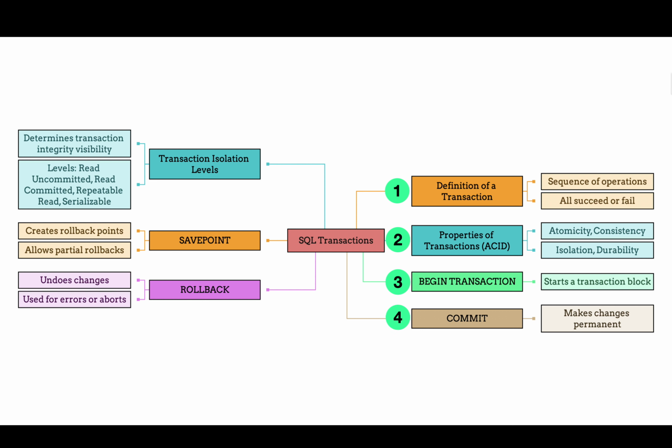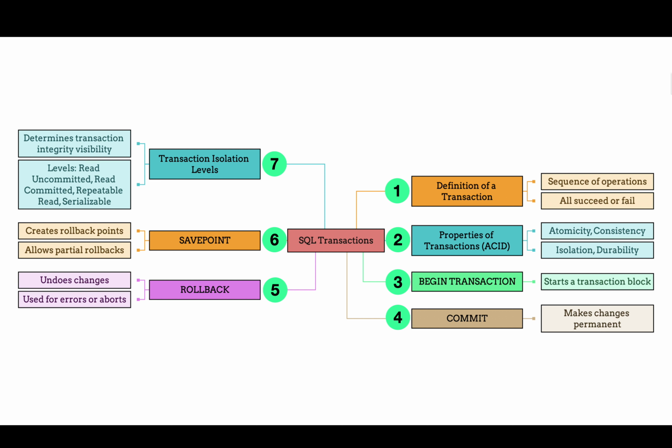4. Commit, commits the current transaction, making all changes made during the transaction permanent. 5. Rollback, undoes all changes made in the current transaction. It's used to roll back a transaction if an error occurs or if the transaction needs to be aborted. 6. Savepoint, creates points within a transaction to which you can later roll back. This allows for partial rollbacks and more complex transaction control.